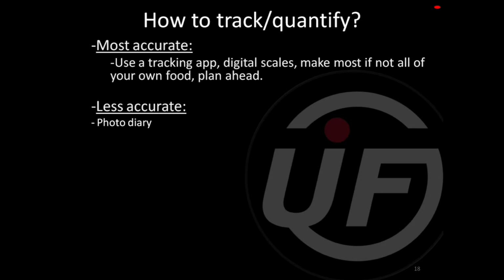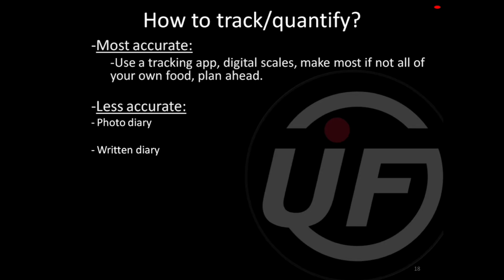A less accurate way of doing it without a tracking app would be a photo diary. That sounds good in theory, but a lot of people don't do it. A photo diary would be you just take photos of everything you eat throughout the day, and then at the end, usually with your coach, you would send the images and go, this is what I ate on Monday, Tuesday. Then we have a conversation about, well, how many calories do you think was in that meal? Let's say it's a burger, and they're like, oh, I don't know, 400. I'm like, I don't know, try 700.